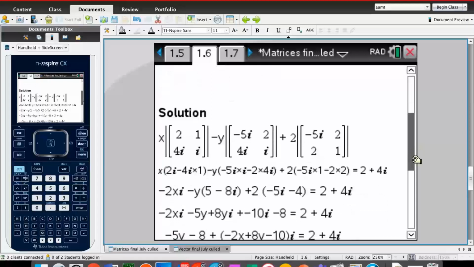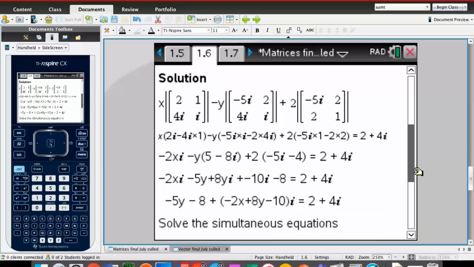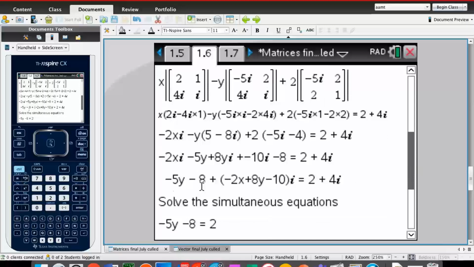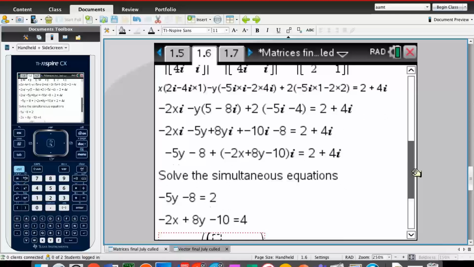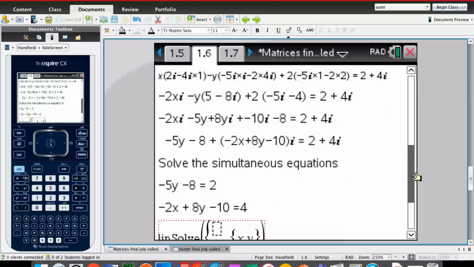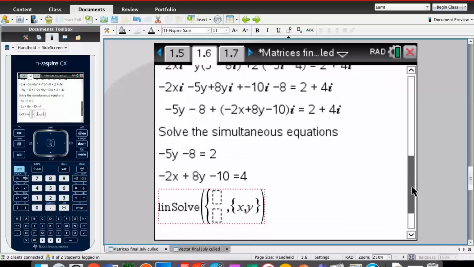And collecting all the real and imaginary bits, so we end up with negative 5y minus 8 is the real bit, and then negative 2x plus 8y minus 10 is the imaginary bit. So we end up with two simultaneous equations, negative 5y minus 8 equals 2, and negative 2x plus 8y minus 10 equals 4. Now we can solve them simultaneously. We can use the calculator to check.